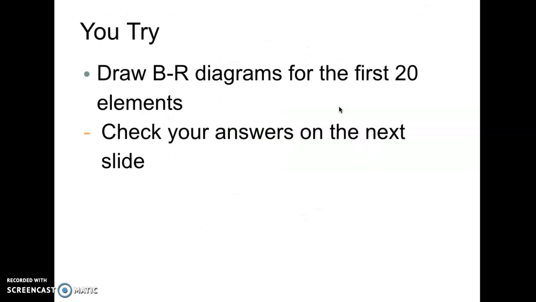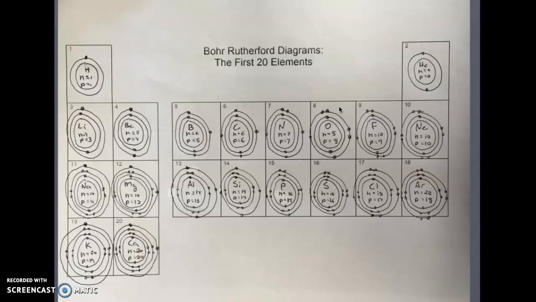I want you to try this. Draw the Bohr-Rutherford diagram for the first 20 elements. On the next slide, I have the answers, and I'll also post the answers separately in Brightspace if you want to check that out. Okay, so here are the answers. This is mine, so I apologize, there's not a lot of room, but you should be able to check it.